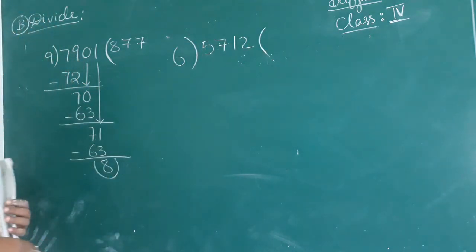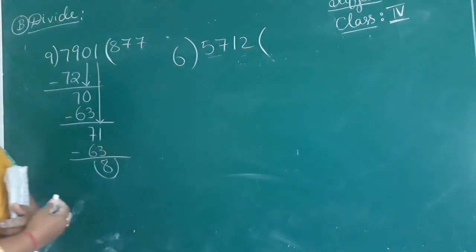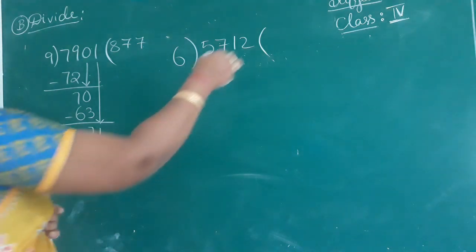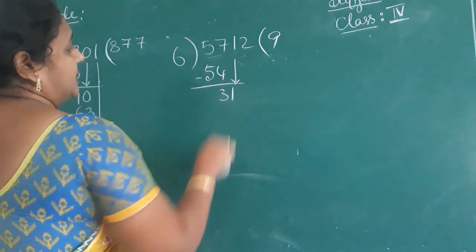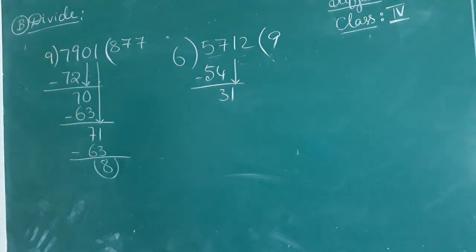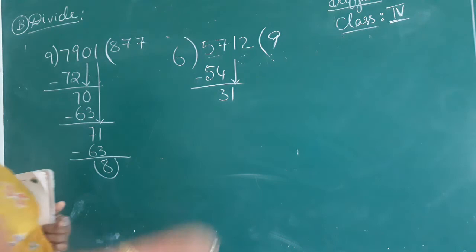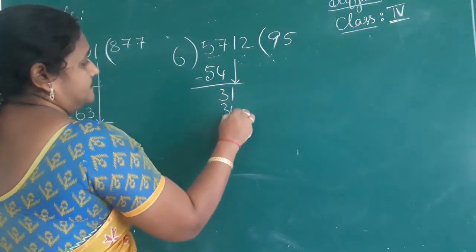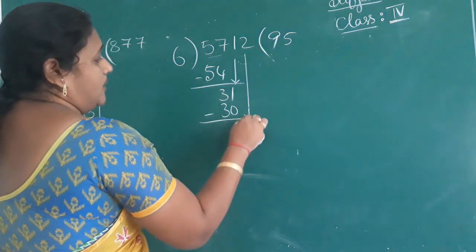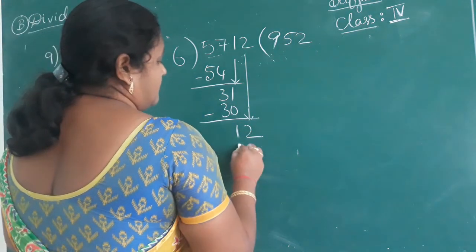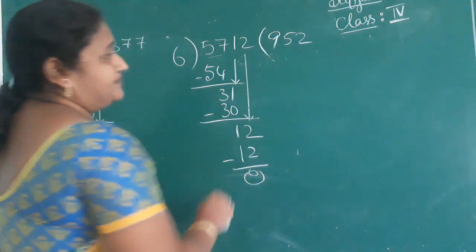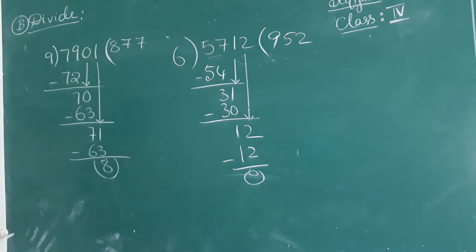6 divides. See 6 table which comes nearer to 57? 6 nines 54. Remainder 3. Now drop down 1, 31. Which comes nearer to 31 in 6 table? 6 5s 30. Remainder 1. Now drop down 2. In 6 table which comes nearer to 12? 6 2s 12. So remainder is 0. Next one.